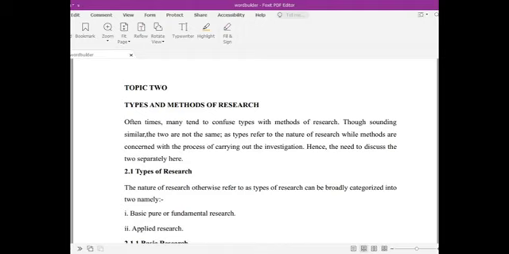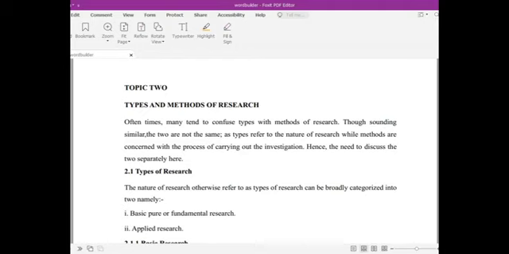Remember we took topic 1 the last time. Today we are going to continue with topic 2. Topic 2 we have types and methods of research. Types and methods of research.